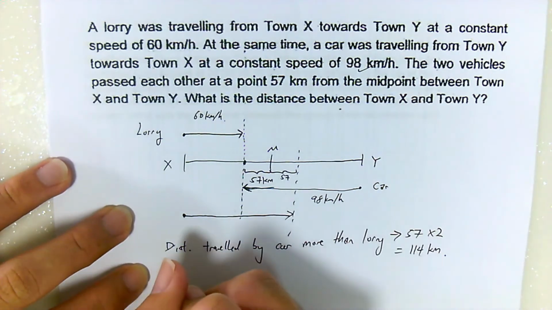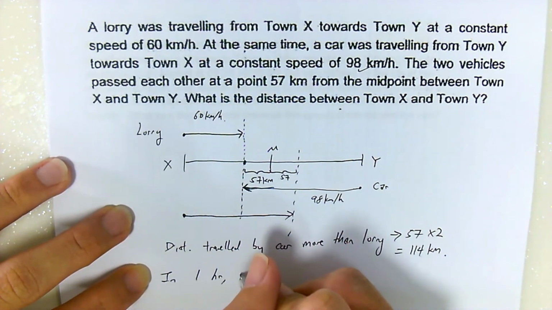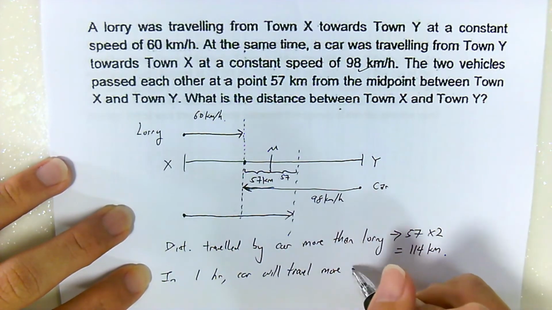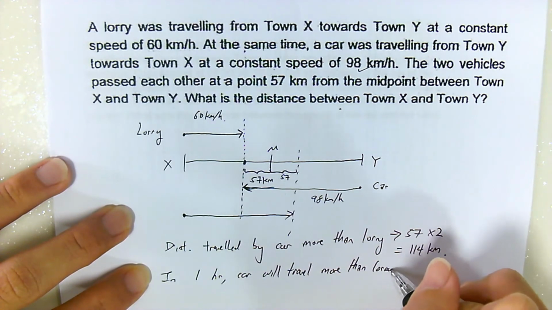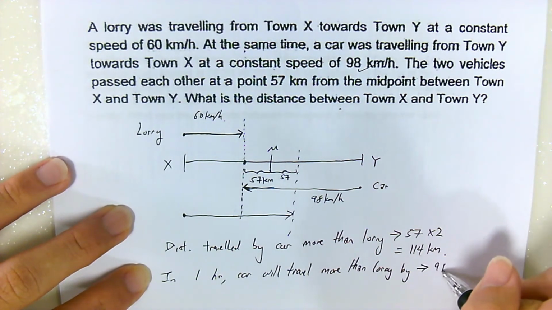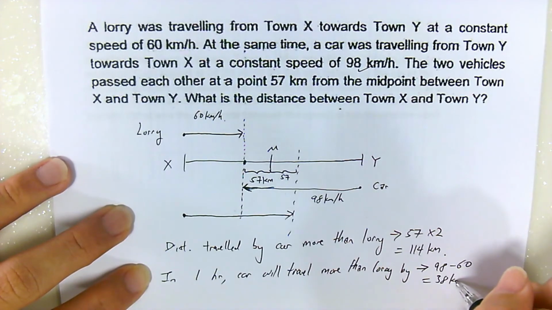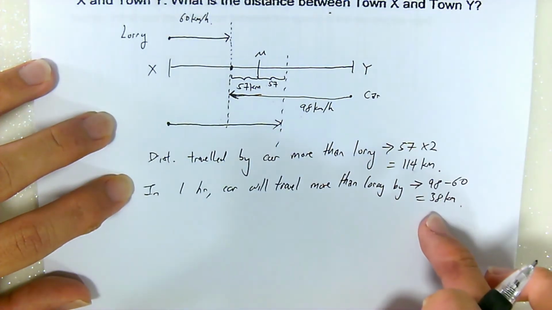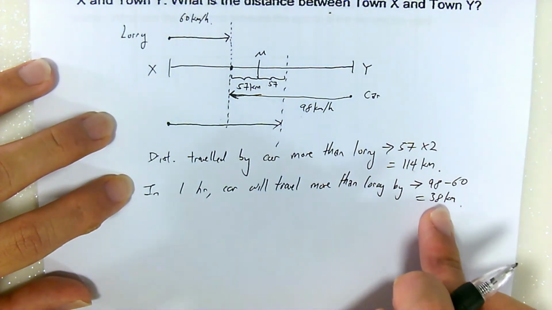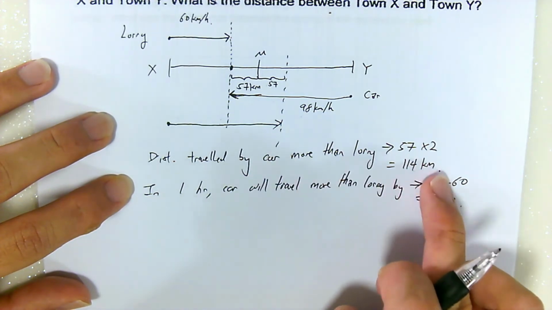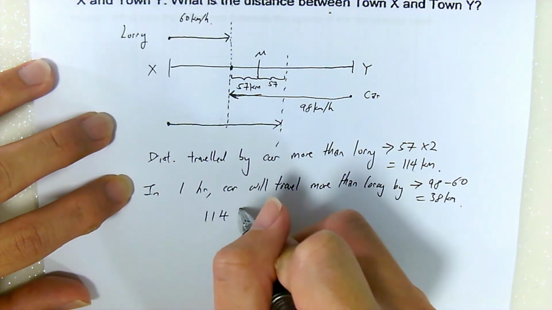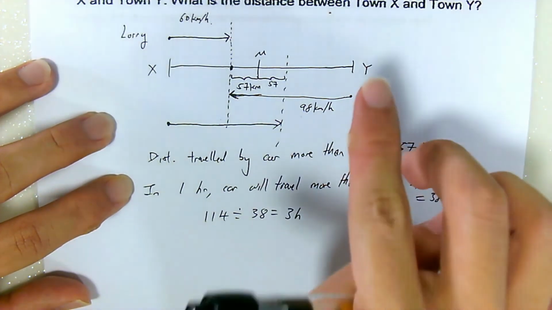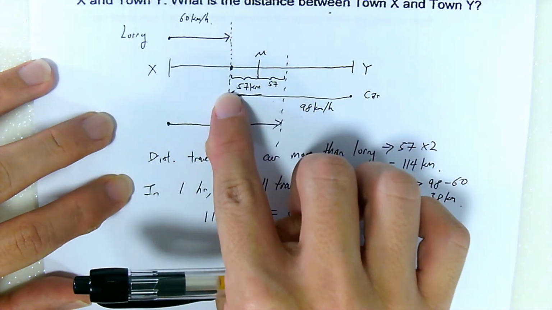So I'm going to say in 1 hour, car will travel more than lorry by 98 minus 60, giving us 38 kilometers. So this is in 1 hour. Okay, so if in 1 hour the car travels more than a lorry by 38 kilometers, that means, right, in order for the car to travel more than a lorry by 114 km, it will actually be 114 divided by 38, and this will actually be 3 hours, which means that for the car to travel 114 km more than a lorry, they will take 3 hours.